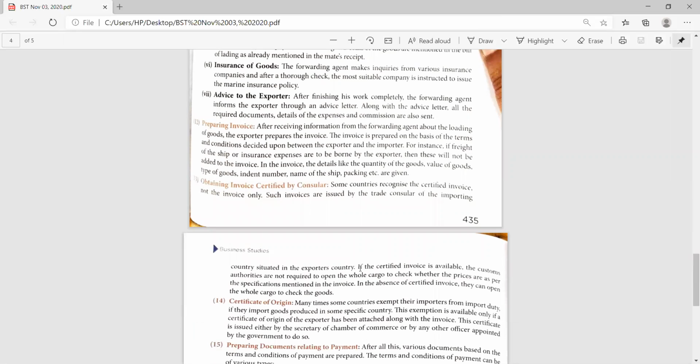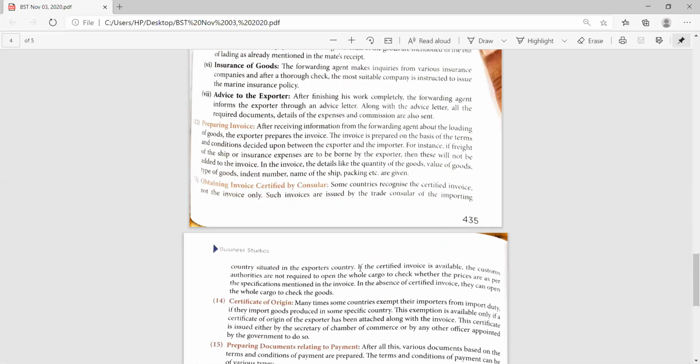When the forwarding agent completes its task and does all the functions, after that the invoice is prepared. After receiving the information from the forwarding agent about the loading of the goods, the exporter prepares the invoice. Invoice means bill here. The invoice is prepared on the basis of the terms and conditions decided between the exporter and the importer. For instance, if the freight of the ship and the insurance expenses are to be borne by the exporter, then these will not be added to the invoice.